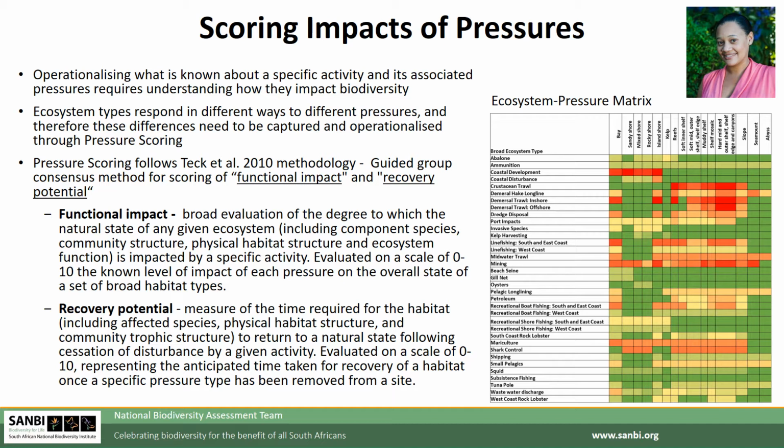Functional impact is defined as the degree to which the natural state of any given ecosystem type is impacted or modified by a specific activity, whereas recovery potential speaks to the time required for the ecosystem type to recover to a natural or near natural state following the cessation of that activity or pressure. These scores are combined and used to develop an ecosystem pressure matrix, where each pressure impact is evaluated against each ecosystem type.